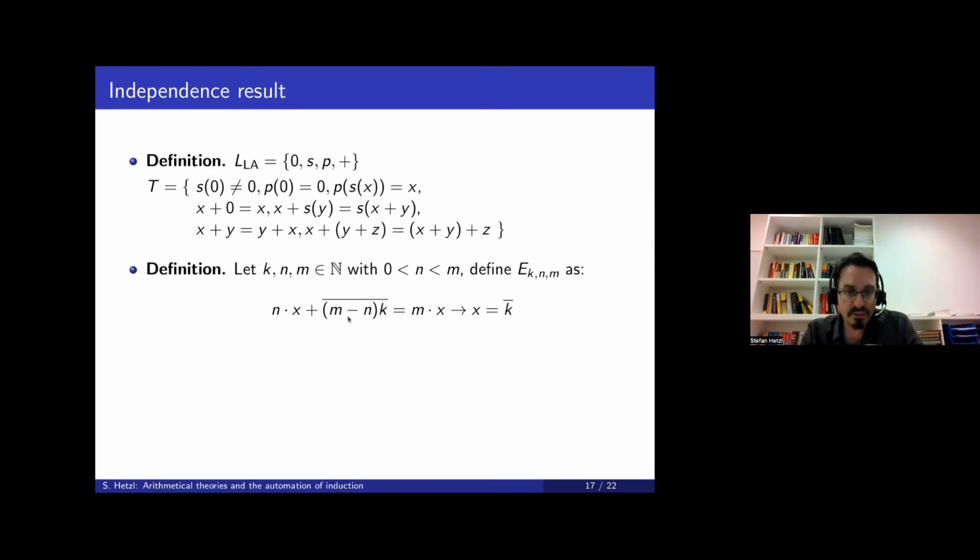And why is this implication true? Well, how would you prove this in the natural numbers? You would simply subtract n times x from both sides of this equation. Then you would have m minus n times k on the left and m minus n times x on the right. And then by dividing, you get x is equal to k. One example for k being 0, 1, 2 is simply this one: x plus 0 is equal to x plus x implies that x is equal to 0.